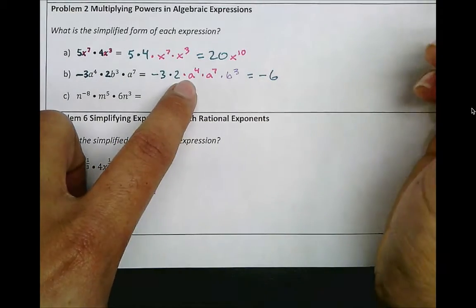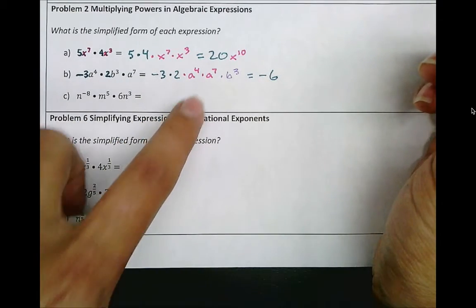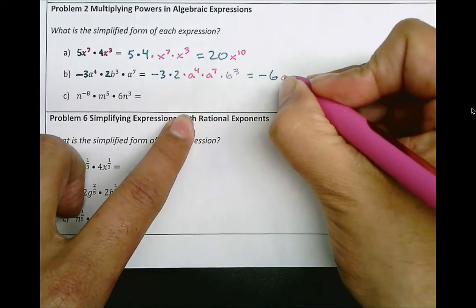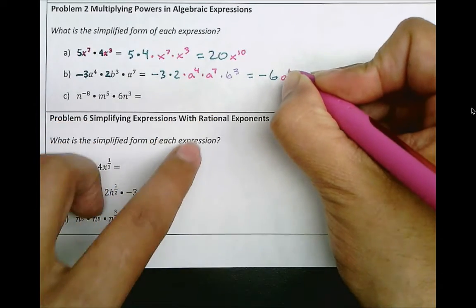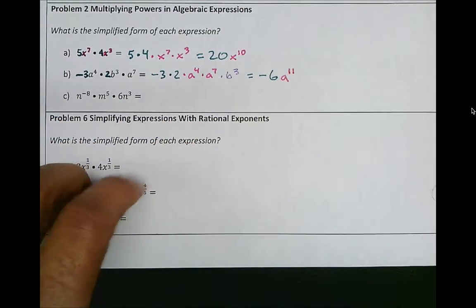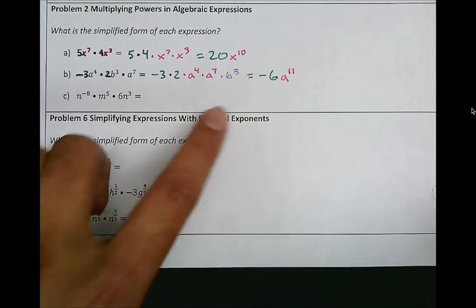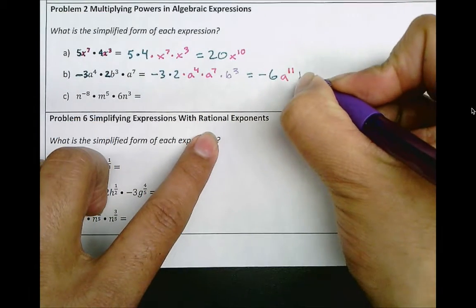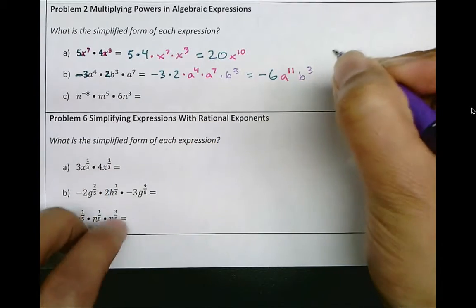When we multiply a to the power of 4 times a to the power of 7, we can add up the exponents since we are multiplying powers with the same base, and that gives us a to the power of 11. This b to the power of 3 cannot be multiplied with anything, so we just bring it along.